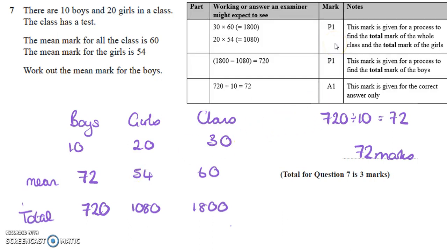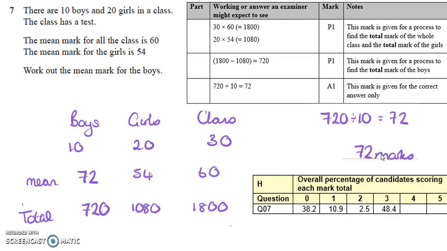The first mark is for the process of finding the total mark for the whole class and the total mark for the girls. So by working out those 2 numbers down here, and then finding the difference between those 2, you got the second mark. And then that bit of working we did over here got us the 3rd mark, because it also worked out the mean mark per boy, which was what the question was asking us for. How did students get on with this question?